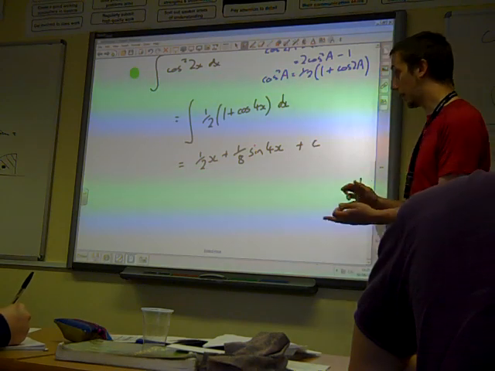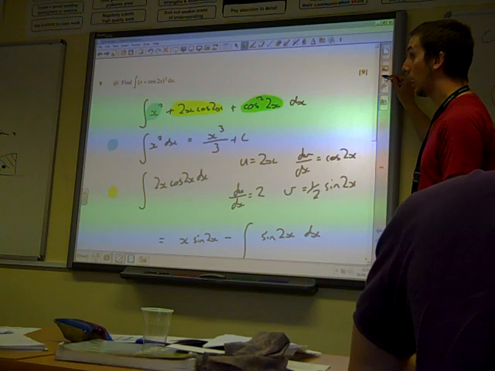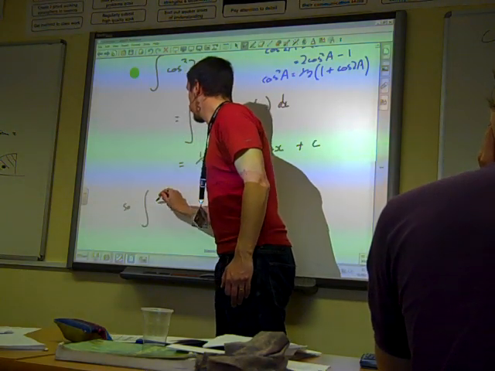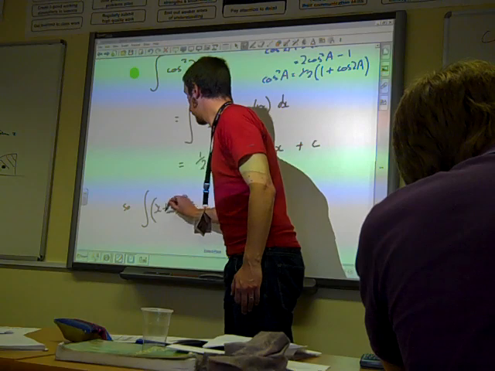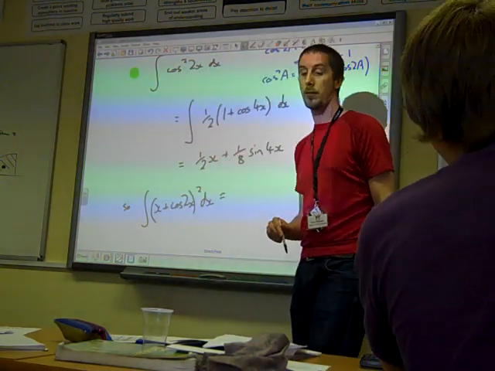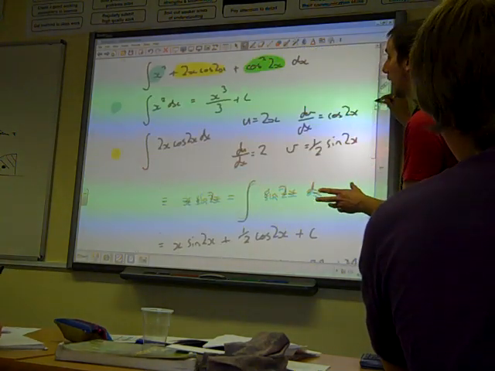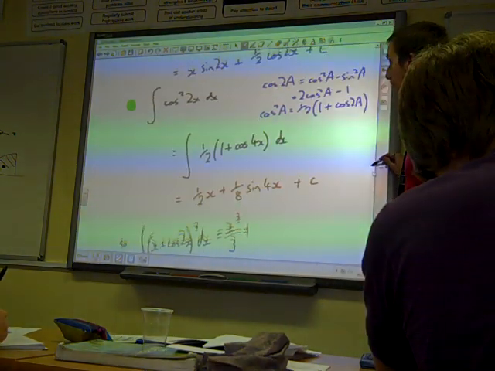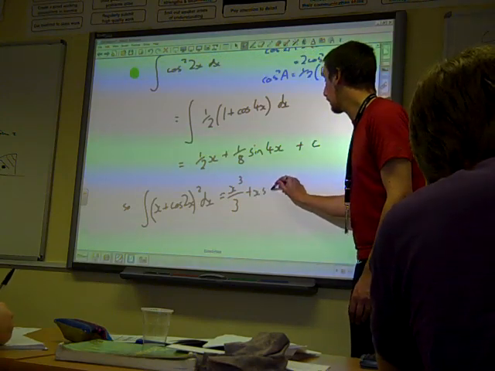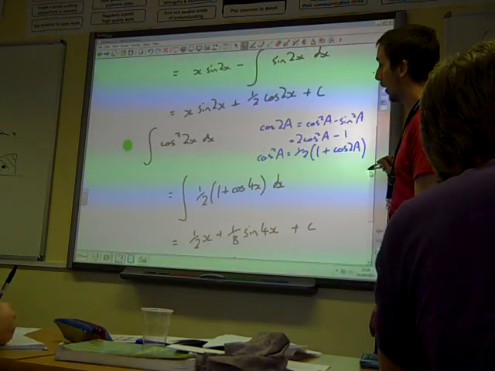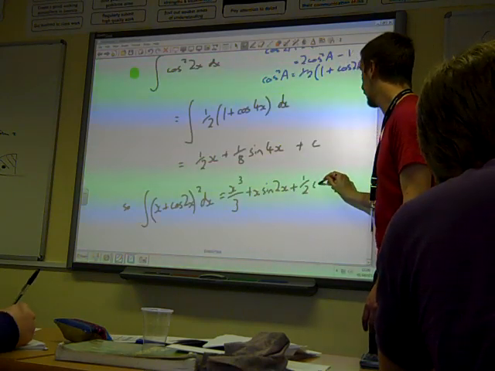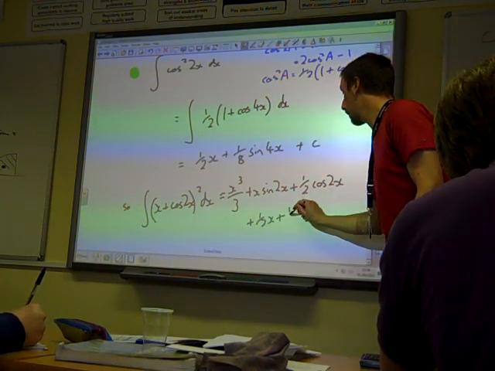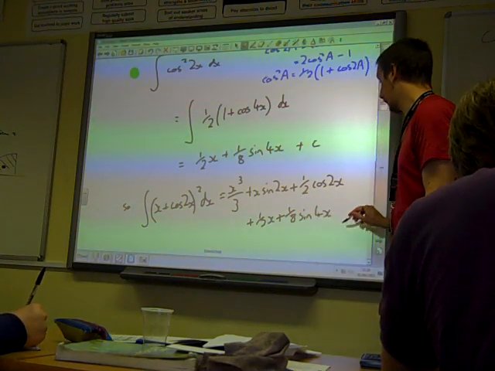We've done 3 integrals now, and so we're ready to put them all together. So, the integral of (x plus cos 2x) all squared equals, and we had it as 3 parts. The first part gave us an answer of x cubed over 3. The second bit gave an answer of x sine 2x plus a half cos 2x. And the third bit gave us an answer of a half x plus an eighth sine 4x.